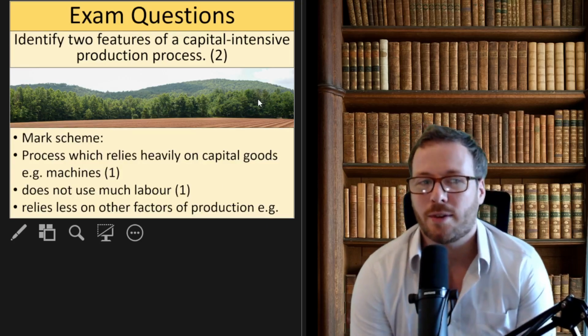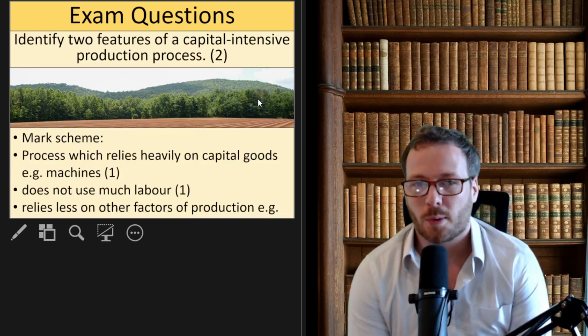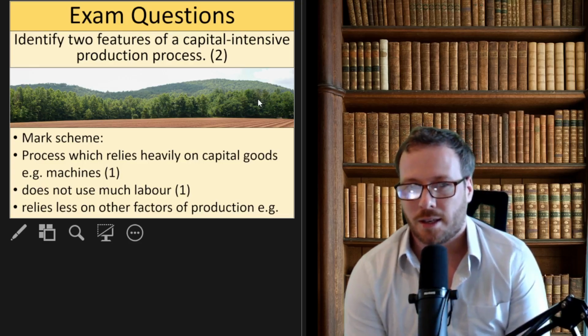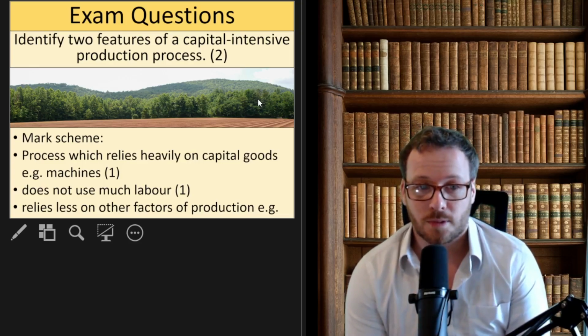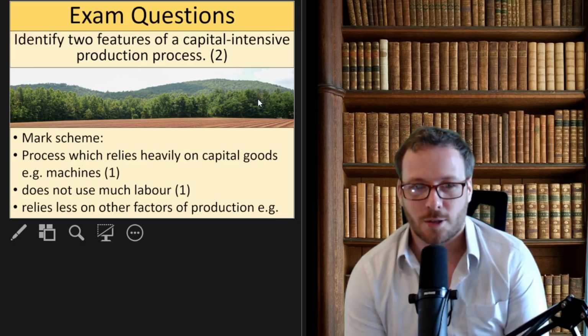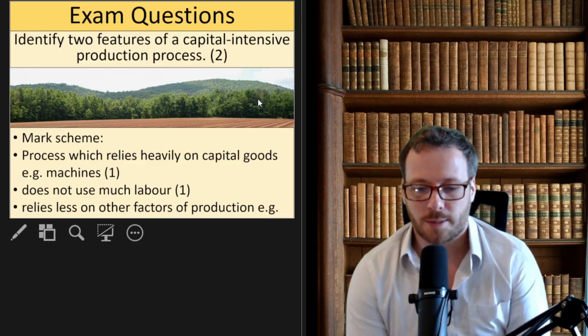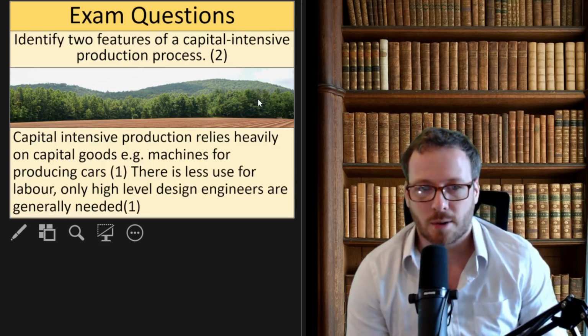Okay, here is the mark scheme, the official mark scheme for this. Processes which rely heavily on capital goods. So basically, the proportion of capital goods is greater than the proportion of people working in the organization. Does not use much labor, uses more machinery or capital. 2 marks. Pretty chill, right? So this is kind of like the answer that I wrote to make it more clear.